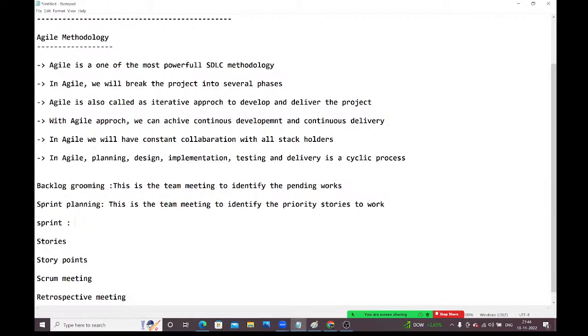Suppose I have some pending works. In those pending works, we need to identify the high priority stories and keep them in the current sprint, like that, guys. Next, what is a sprint? A sprint is nothing but a set of stories. A set of stories, we will call it a sprint.